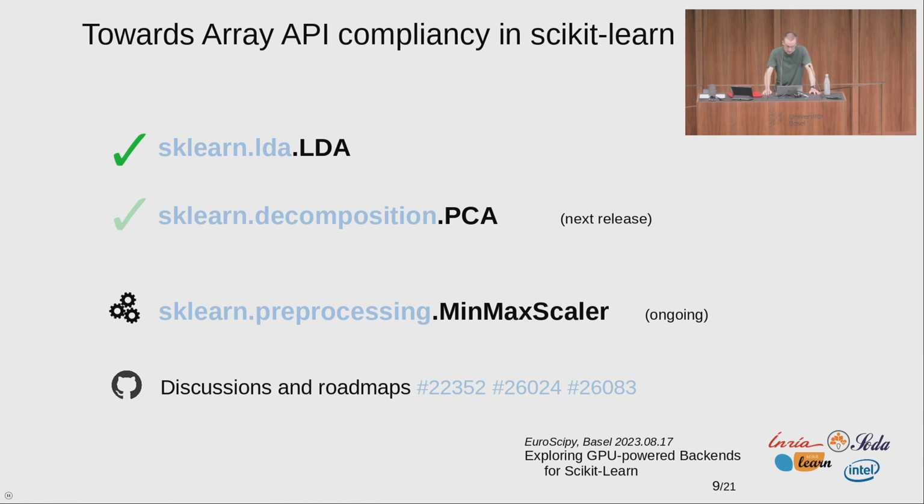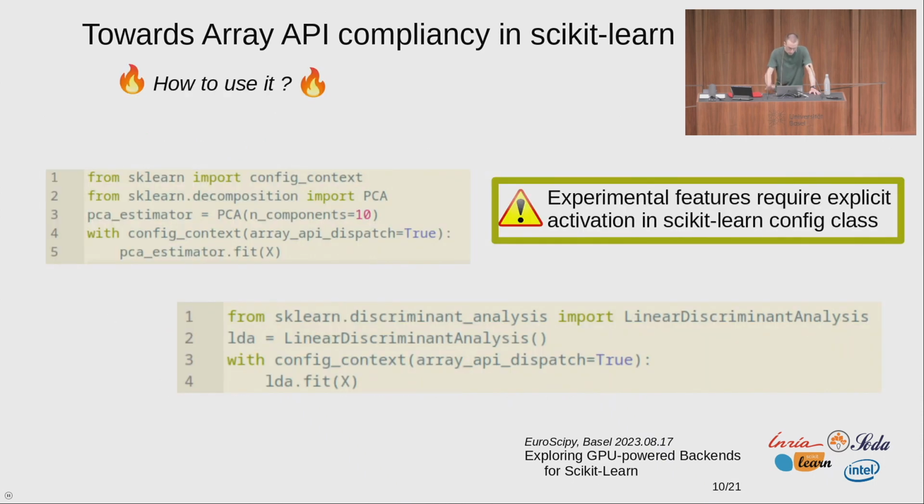For instance, min-max scaler. And for more information on the discussion about the roadmap on this subject, I invite you to read the issue that I've linked on this slide on the scikit-learn GitHub tracker. Okay, so great, we have our API support. We can use scikit-learn with something that is not NumPy, like CuPy, PyTorch, etc.